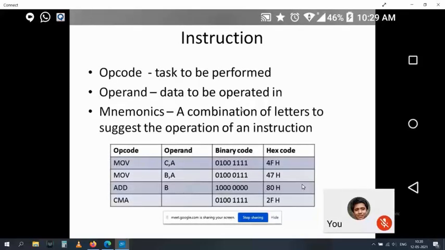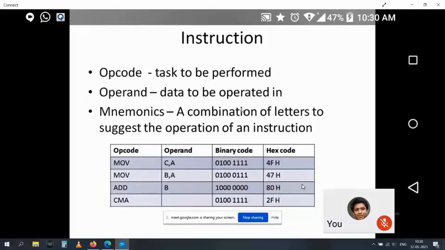So opcode is the task to be performed. What I'm going to perform, opcode, the task to be performed. Operand is the data to be operated on. What data I need to operate on, opcode and operand. And mnemonics is the combination of letters to suggest the operation of an instruction.